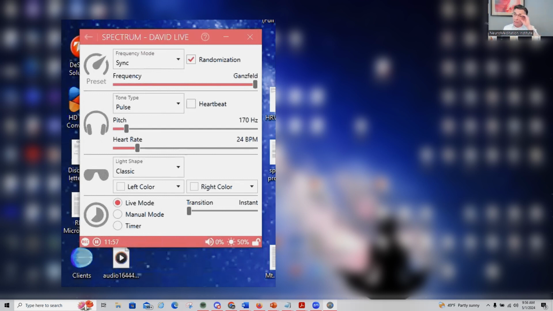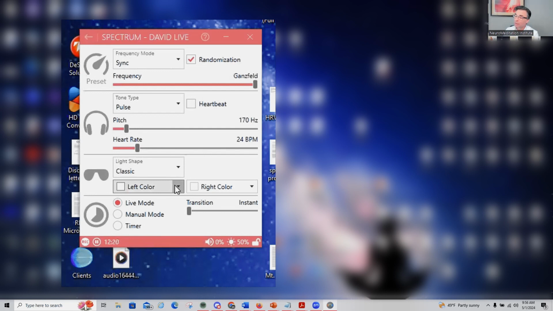Okay. Now, in general, I probably wouldn't mess with the sound very much. I mean, if you want to, go for it. Some people like the heartbeat to be on. It's kind of a little nice calming rhythm that you can pace your breathing to. So you could turn that on if you want. The pitch and the heart rate, if you want to mess with that, you can.